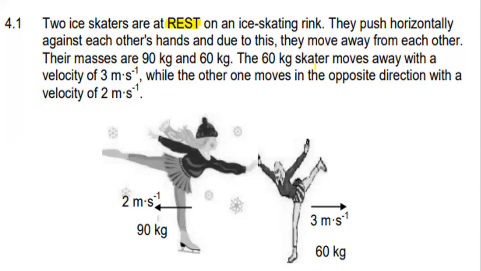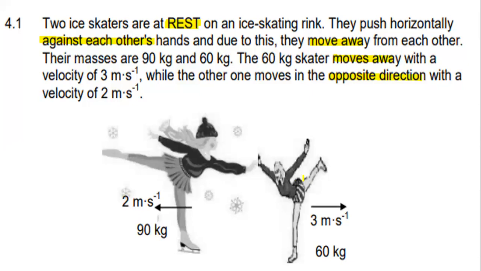Then they push horizontally against each other's hands, and due to this, they move away from each other. Their masses are 90 kilograms and 60 kilograms. The 60 kilogram skater moves away with a velocity of 3 meters per second, while the other one moves in the opposite direction with a velocity of 2 meters per second.